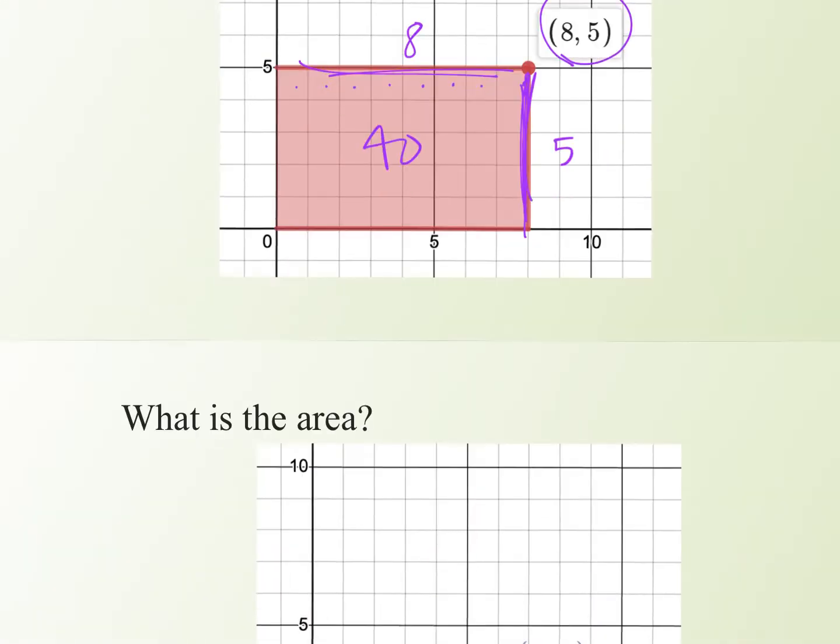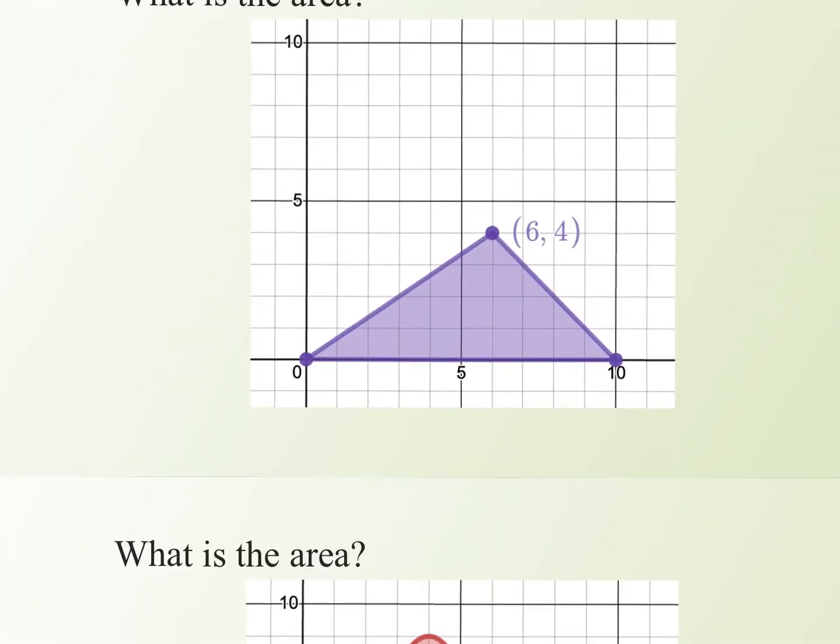Okay, likewise, if I gave you a triangle, probably not that difficult to find the area of a triangle because you have a formula, right? 1/2 the base times the height. In this case, 1/2 10 times 4, so this is 20.